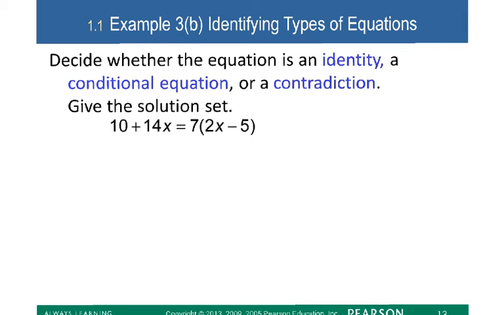Another example of identifying types of equations, just like before. Let's try to solve for our x value. So first things first, let's use our distributive property. And there's nothing to do on the left side of the equation, so just rewrite it. So on this right side of the equation, we end up with 14x minus 35.